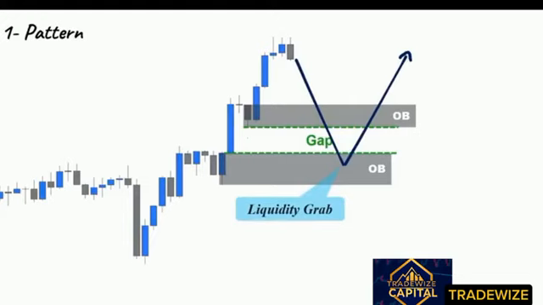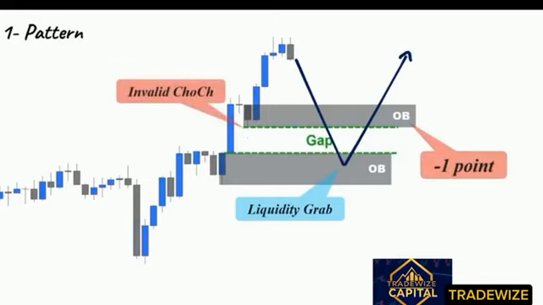So when this pattern is formed, and we have a gap and another valid order block precisely under the first one, we give the first order block -1 point for trading. Also, remember that breaking below the first order block does not necessarily mean a reversal is coming, since there is a high chance that this break is just a liquidity grab for future movements.